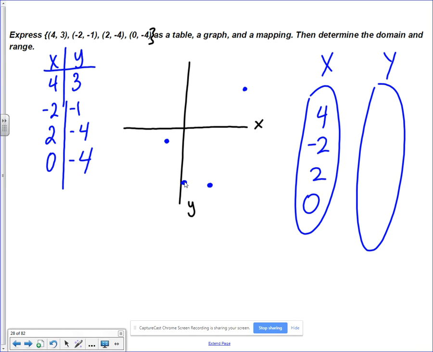Everybody good with my X's? Yes, no, maybe? Now, when I do the Y's, I am not going to write -4 twice. I'm only going to write it once. Say that again.